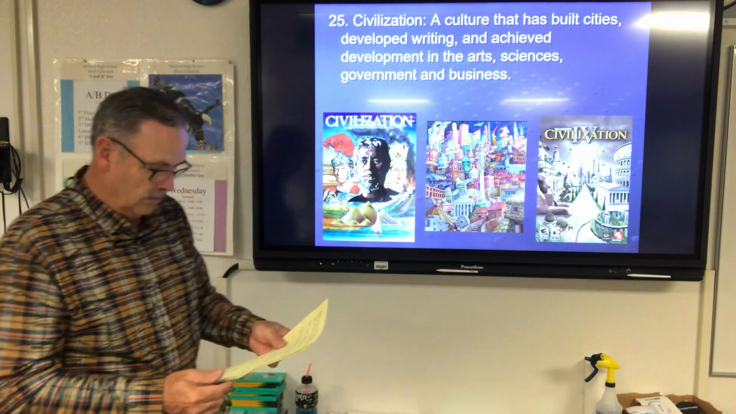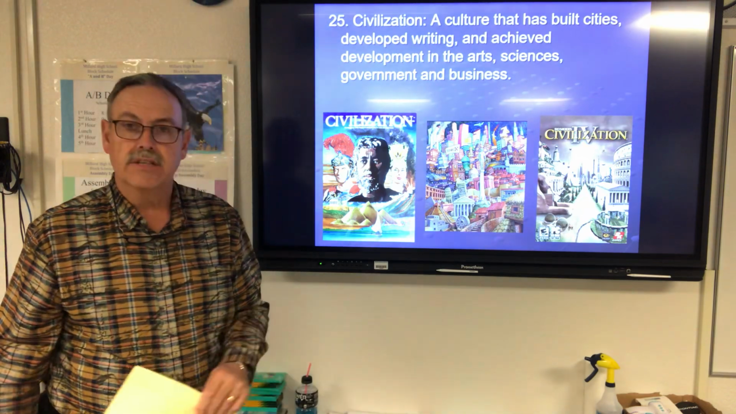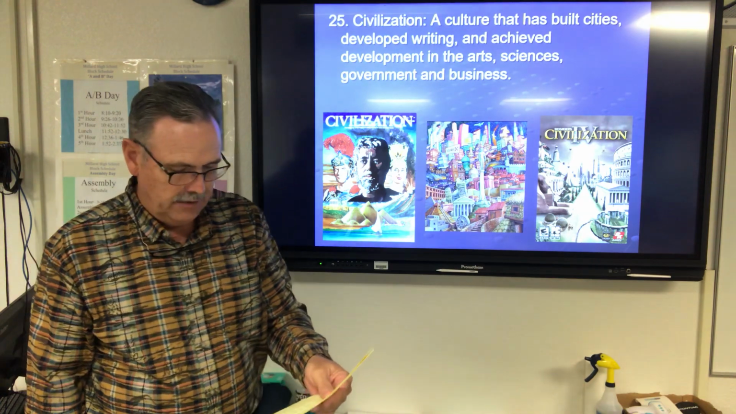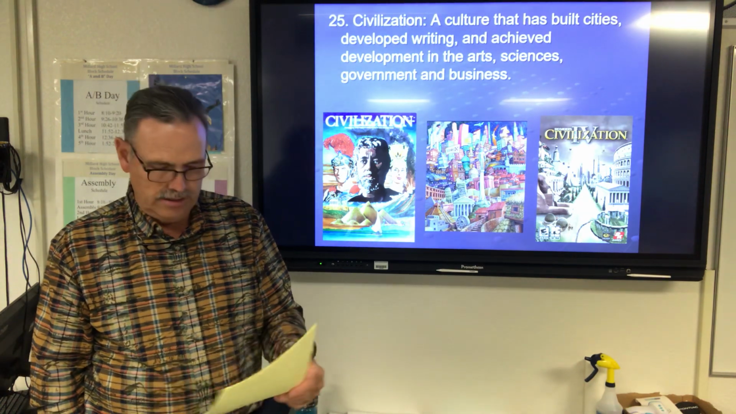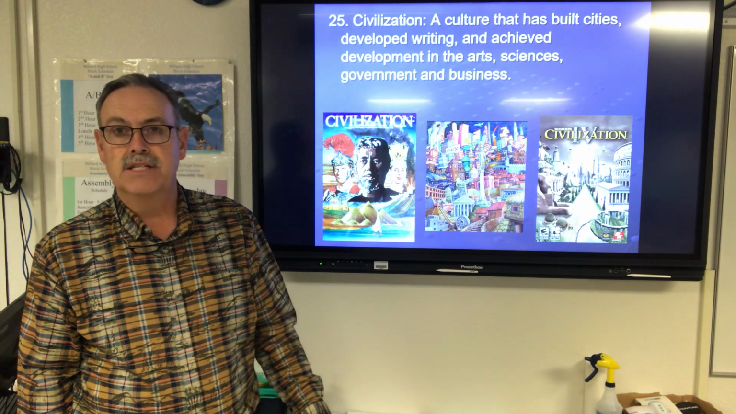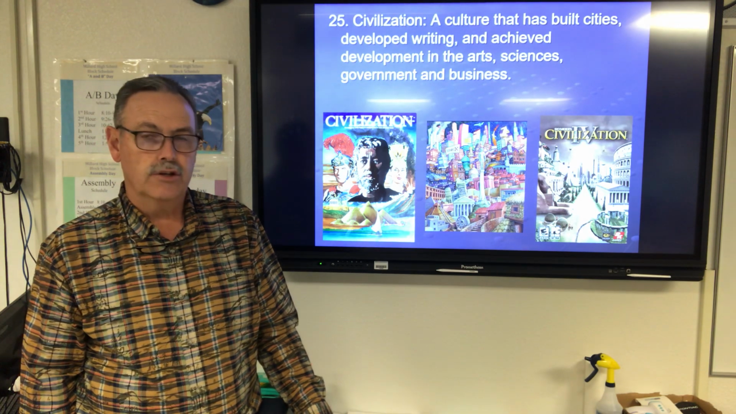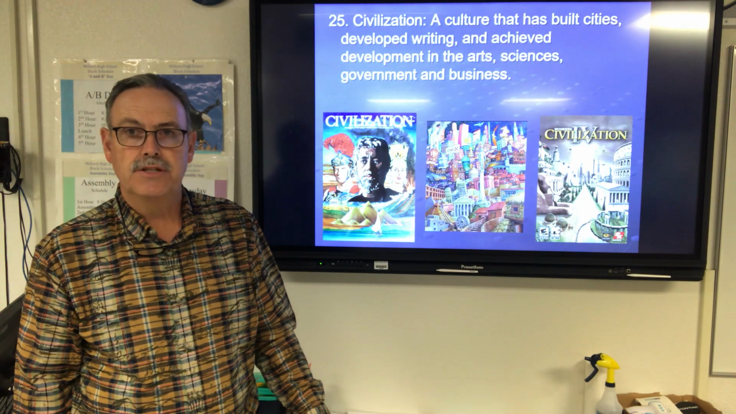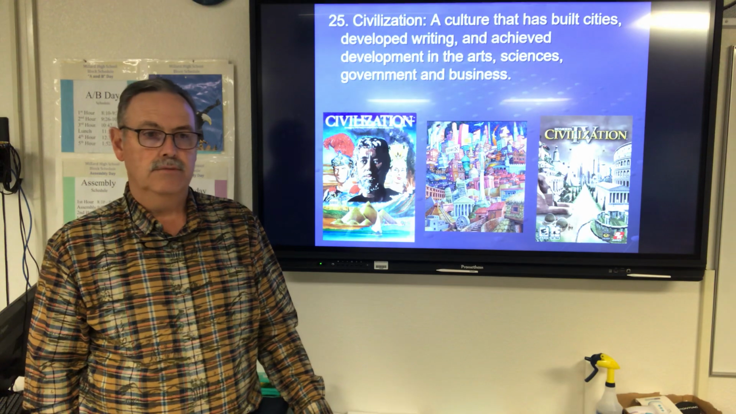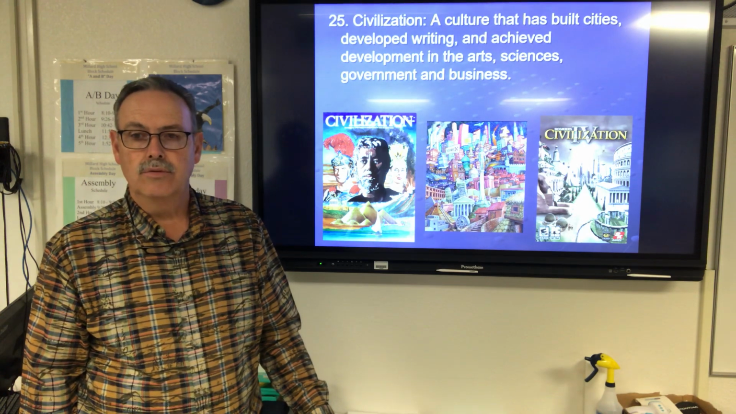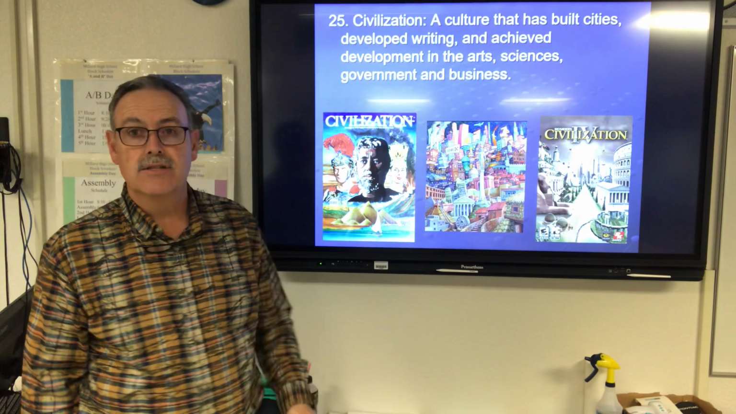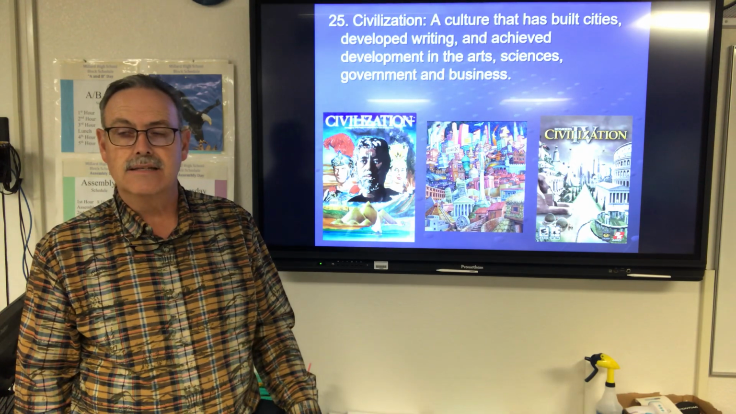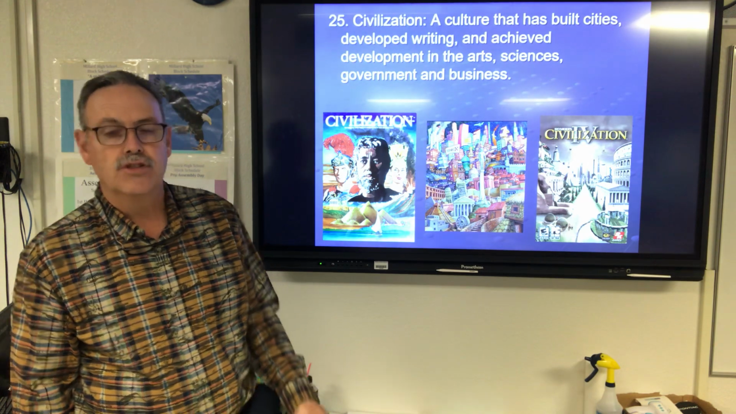Okay, and our final one on page 2 is civilization. So the definition there: a culture that has built cities, developed writing, and achieved development in arts, sciences, government, and business. So, as we look at world history, we talk about the Greek civilization or Egyptian civilization, Roman, China and India. So these groups that have developed these things are called civilizations. So the world history class itself is called World Civilizations.